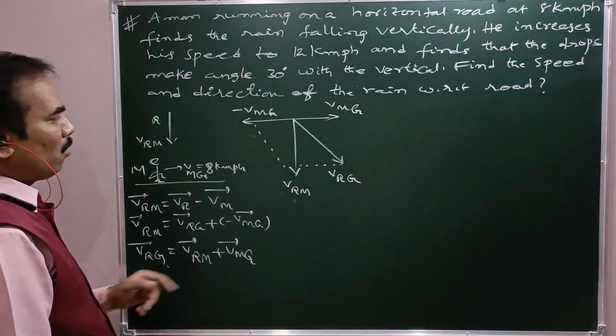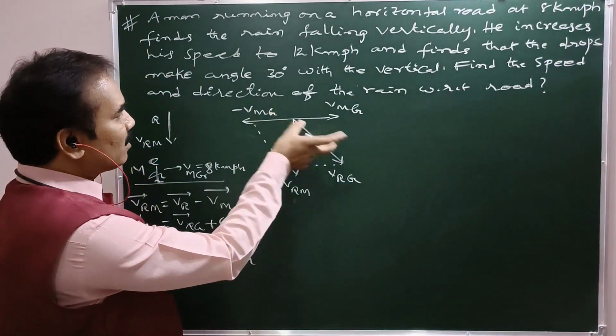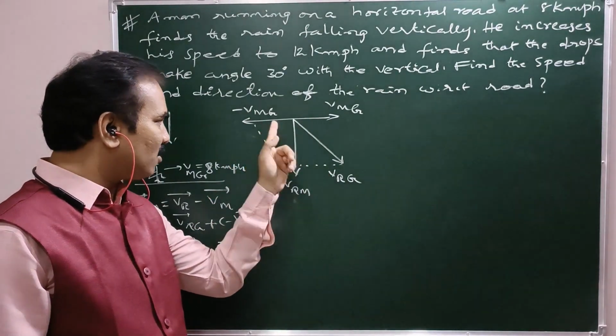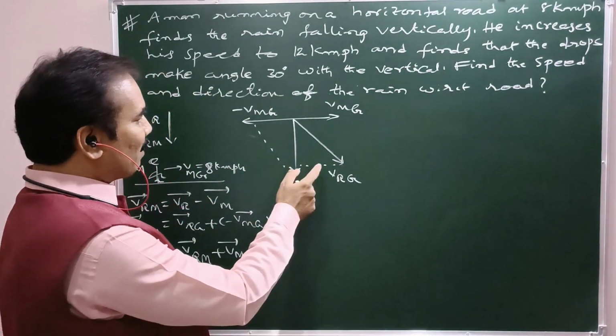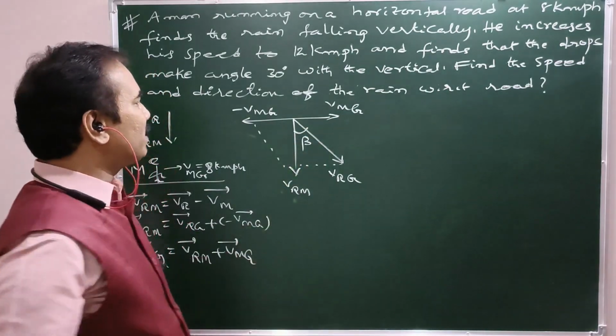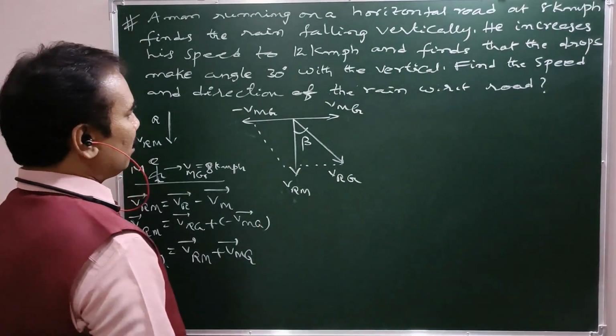Right. Now as VRM is the resultant of these two, suppose this is P bar, this is Q bar, this is R bar. The angle between the parent vectors is theta, but the angle between Q bar and R bar, I am taking this angle as beta.